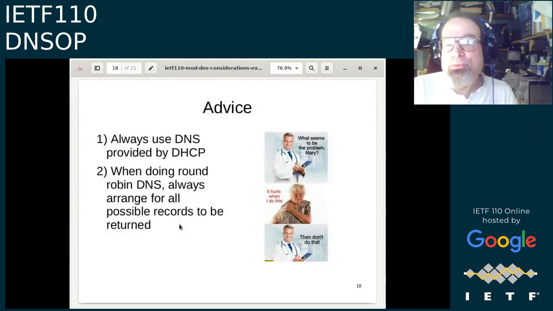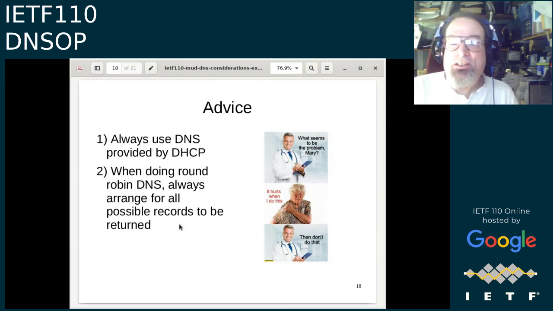So one of the pieces of advice to IoT devices specifically is to use the DNS provided by DHCP, whether that's DO53 or DoH or DoT or whatever, but you should use that one and not some other random one you found on the internet that you think may be more secure.